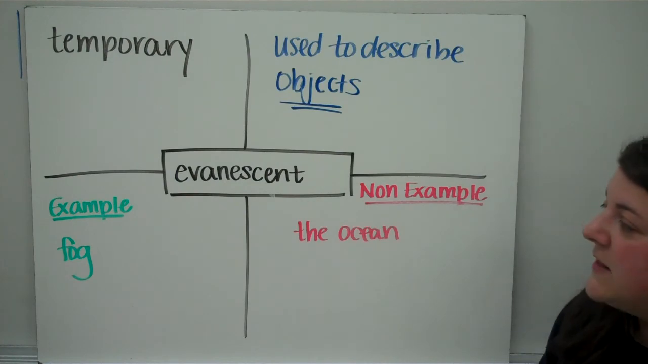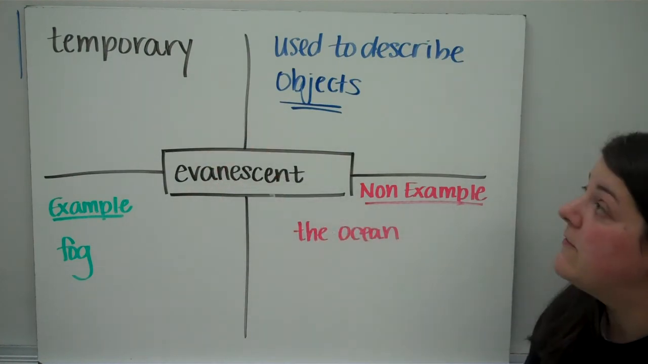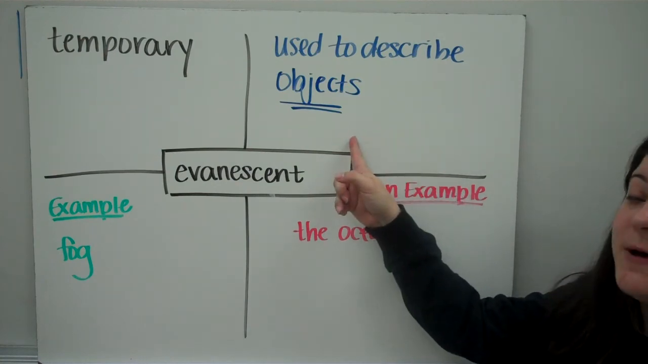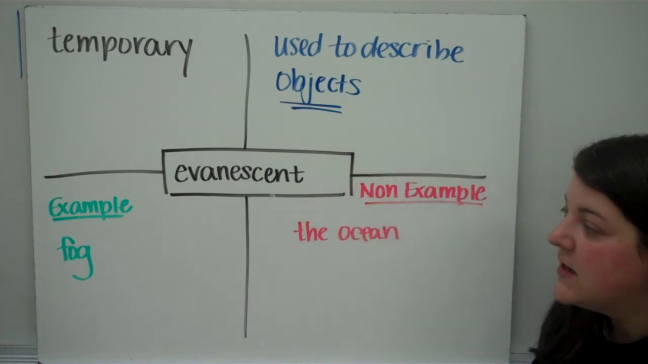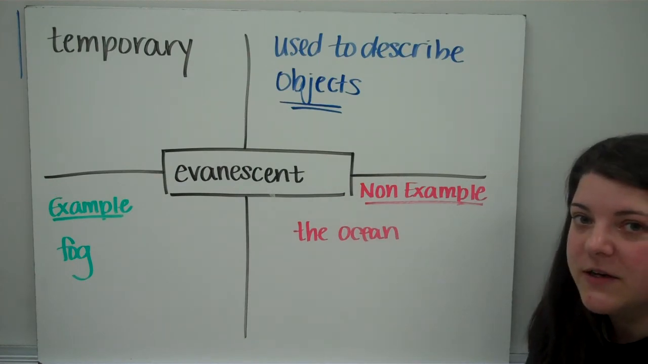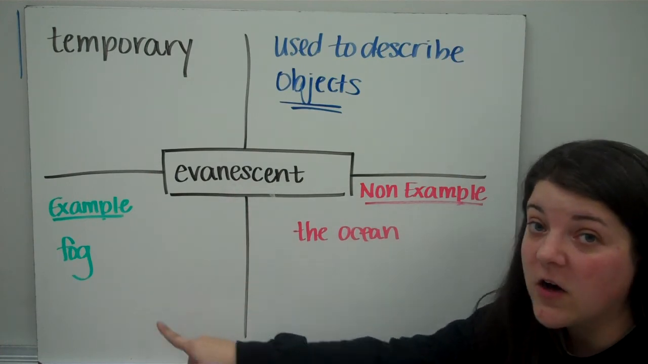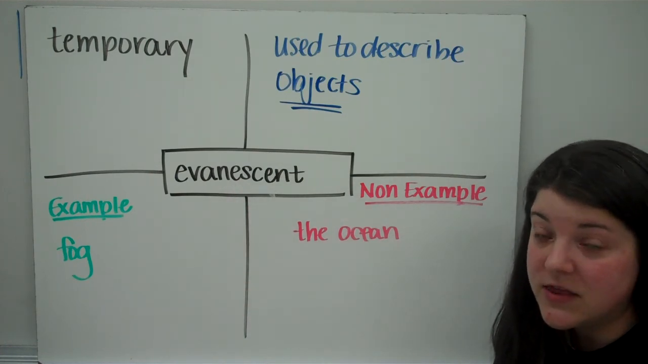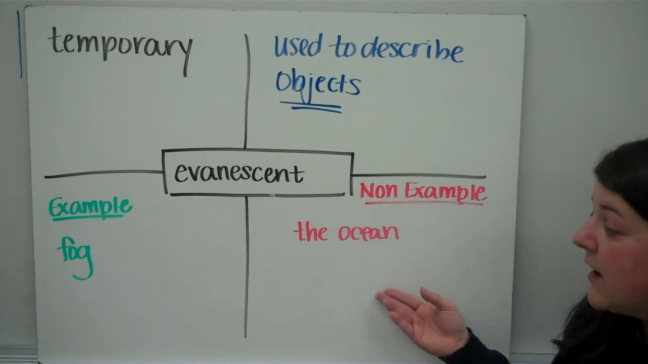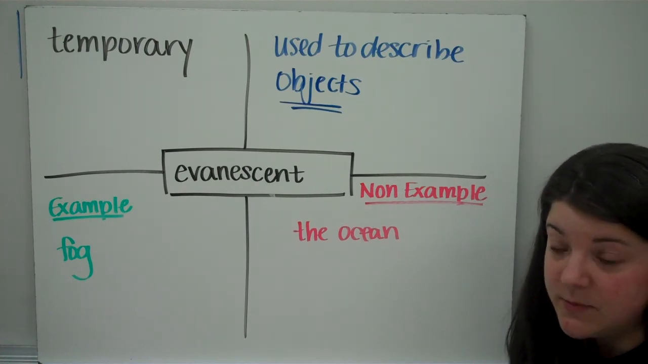As promised, the next word, evanescent, also means temporary. However, for this one, it's used to describe objects, things. So I went ahead and gave you an example and a non-example, but you do want to use ones from your life as well. An example of evanescent is fog. It doesn't last long. It's a thing, but it sure doesn't last long. A non-example would be the ocean. The ocean has been here for forever and continues to be.